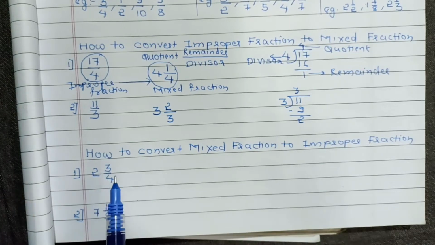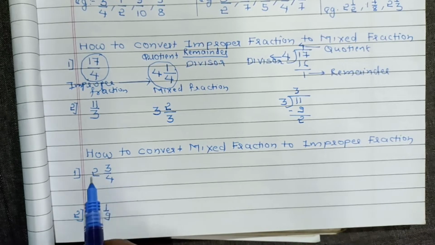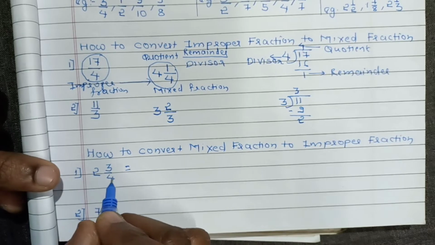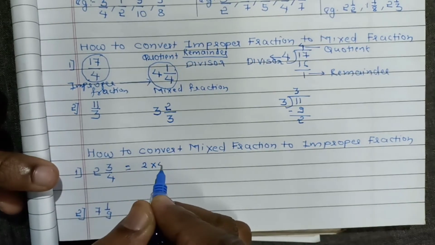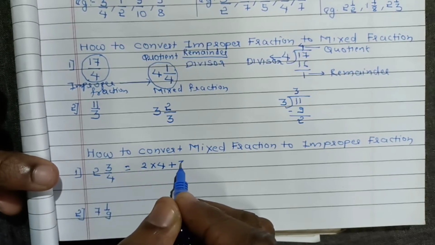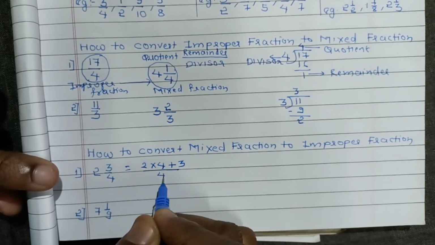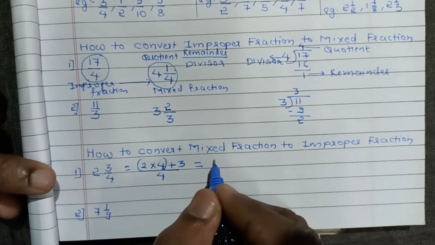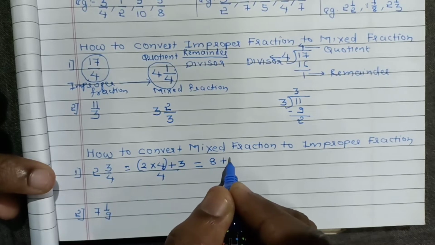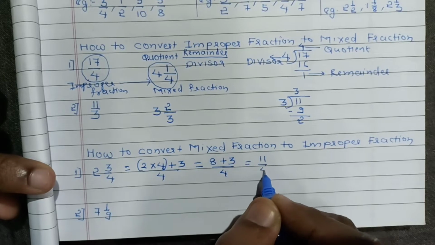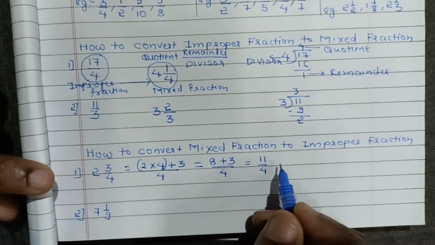Next, you must know how to convert mixed fraction to improper fraction. 2 into 3 upon 4 is a mixed fraction. So how to convert this? First you have to multiply 2 into 4. 2 multiplied by 4. Then which operation you have to write? Plus. And this 3 number you have to write. Then divide by 4. 2 into 4 is 8. Then plus 3 divided by 4. 8 plus 3 is how much? 11 divided by 4. So this is the improper fraction.